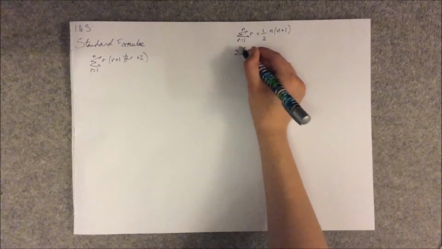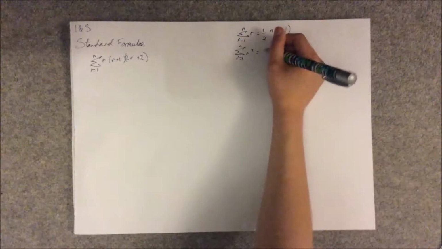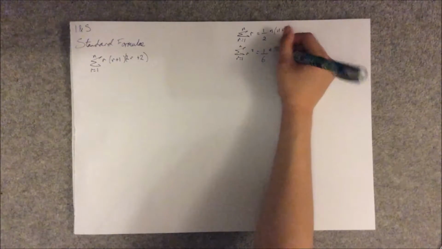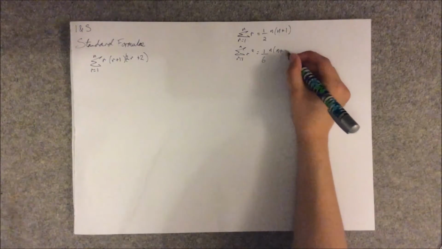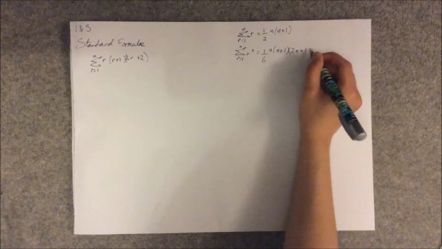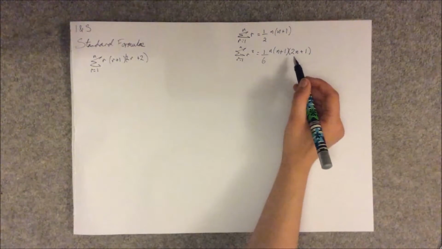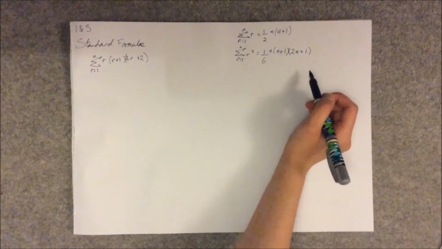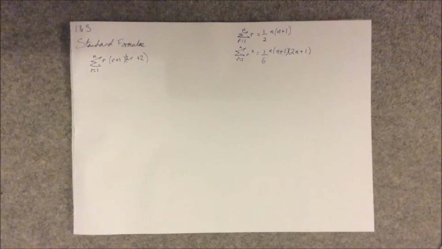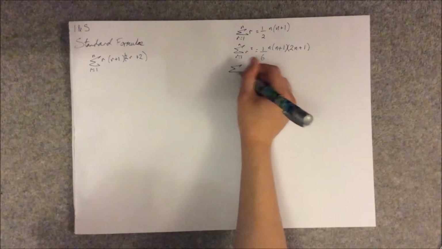For r squared, it's 1 over 6 n plus 1, 2n plus 1. Careful with this one, when I first started using this, I kept writing n plus 2 and getting the wrong answer. Don't be like me. Be smart. Remember your standard formulae correctly.